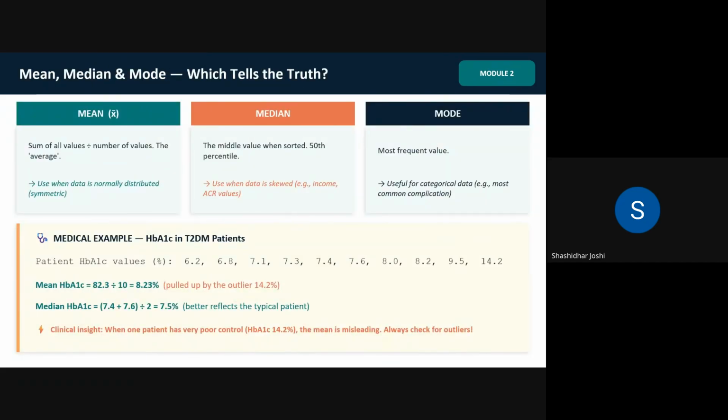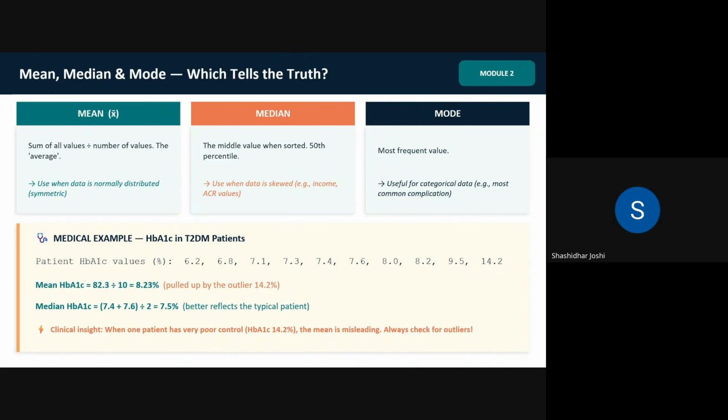So then comes the popular measures: mean, median, mode. Which tells the truth, right? So mean is basic. Again, I'm not getting into the granular details of this, but the mean is always represented as x bar in the standard statistical framework. Mean is nothing but the sum of all values divided by the number of values. Very simple formula. And median is nothing but the middle value when sorted.